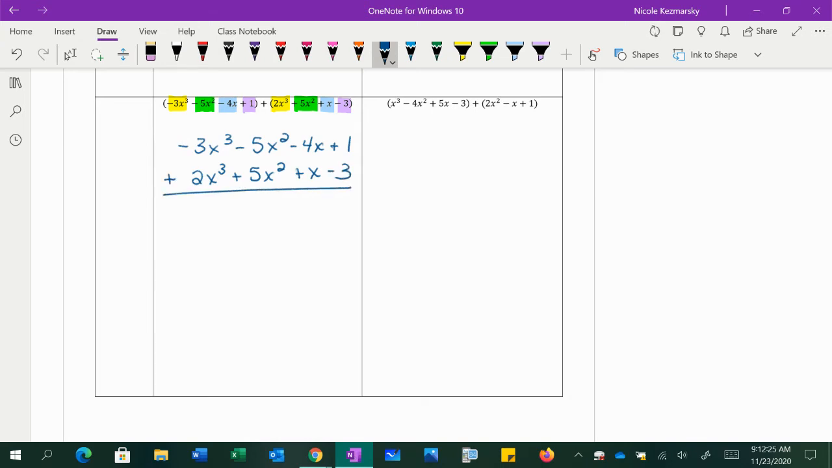Draw a line, put a plus sign, and then start adding vertically. So negative 3 plus 2, that's going to get me a negative 1x to the third. Then negative 5 plus 5 is 0, so this is 0x squared. And then negative 4 plus 1 is negative 3 with the x attached. And 1 plus negative 3 is negative 2. This is a perfectly fine way to leave our answer, but we don't have to write the 0x squared. That's just a placeholder. So I could write this as negative x cubed minus 3x minus 2.